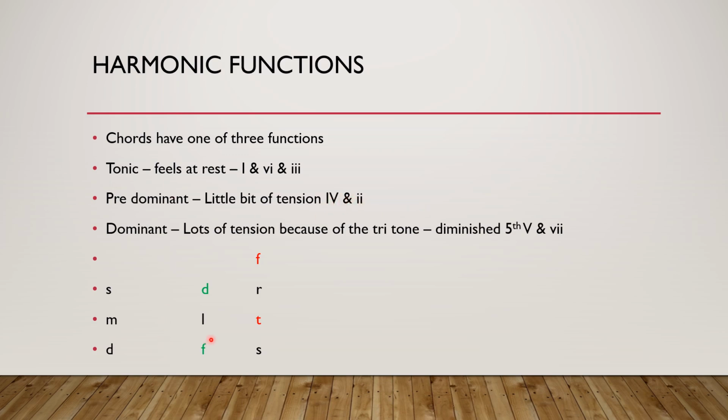You can see down the bottom we've got 4 is Fa, La, Do. The 2 chord is Re, Fa, La. There's only one note difference. And if you put Re, Fa, La, Do, it's both chords together to make a 7th chord.